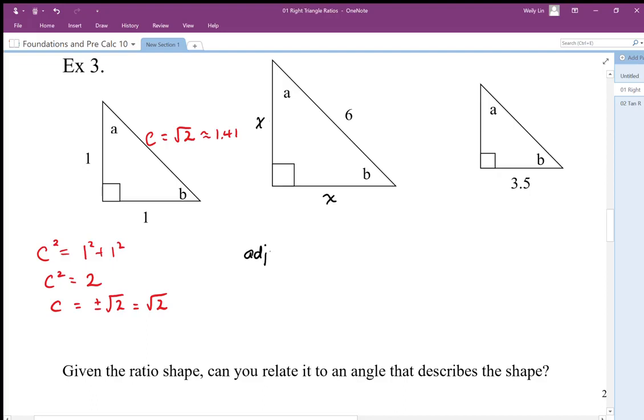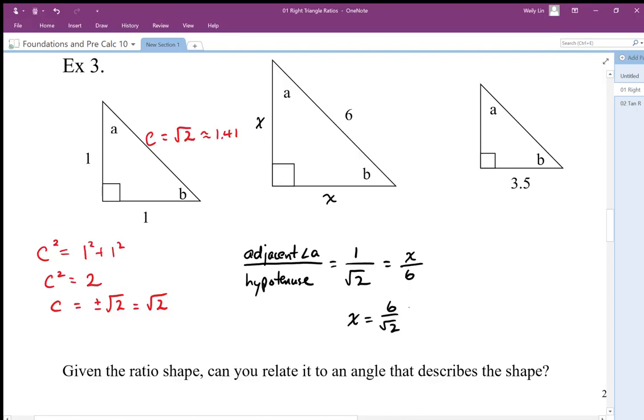I need to make sure I name the exact sides that I'm going to use. So I'm going to use side 1, and then the hypotenuse, which is square root 2. I need to make an equivalent comparison in the other triangle. Adjacent to angle A is x, and the hypotenuse of that triangle is 6. When I cross multiply, I get x equals 6 divided by root 2, and that's going to be my answer.